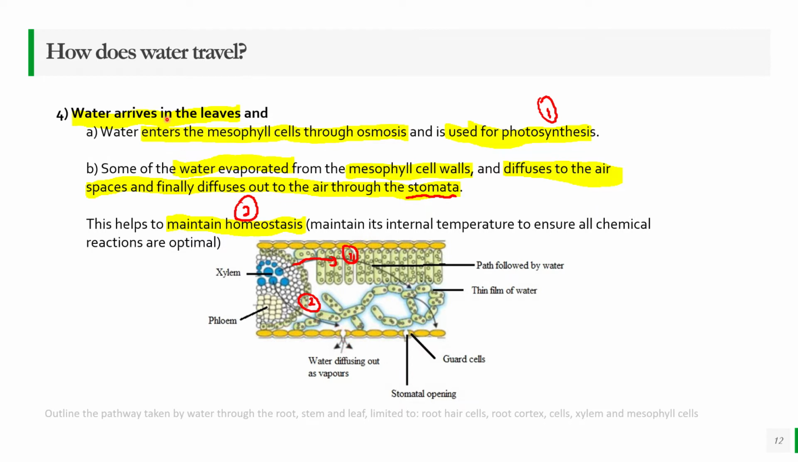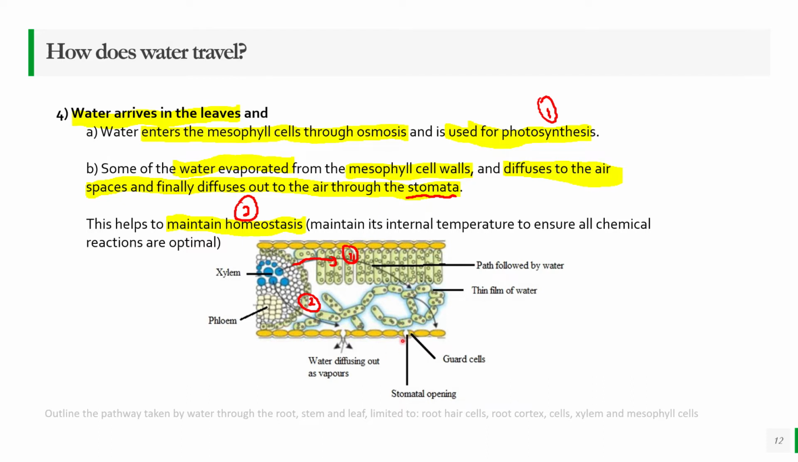So there are two pathways that the water will take. Number one, enter the mesophyll cell, used for photosynthesis, and number two, the water will go to the surface of the mesophyll cell and, okay, it starts to evaporate, and then it will diffuse to the air space and finally diffuse out to the air through the stomata. So this is important, you need to know what this stomata is. This is basically this part here. I think we already learned it earlier, didn't we?